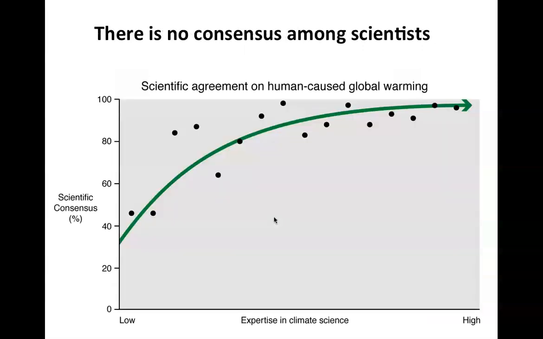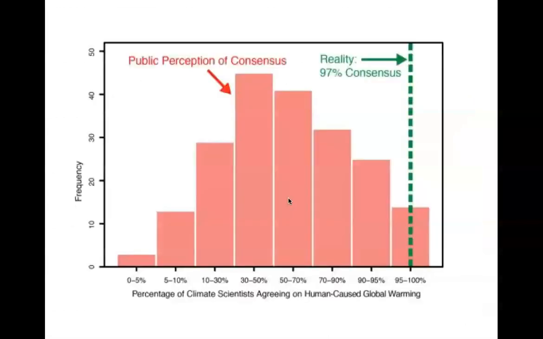And to that end, let's look at the argument that there's no consensus among scientists. Like I was just saying, if you survey scientists, some have lots of expertise in climate science, others have lower expertise. The more expertise they have in climate science, the higher the consensus. In other words, the more you learn about how the climate works and about these greenhouse gases and emissions, the more consensus there is in the scientific community that global climate change is happening and that it's caused by human activity.